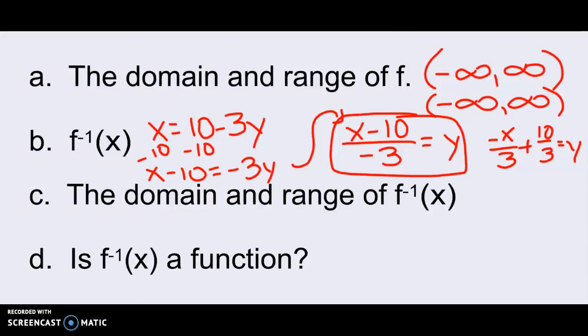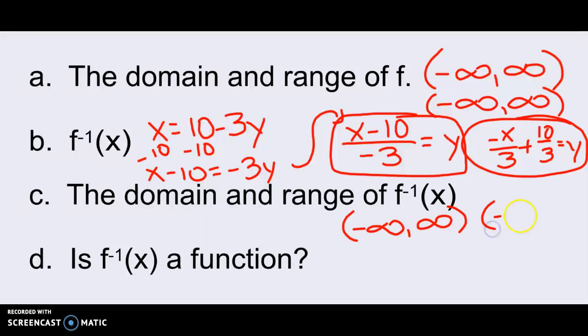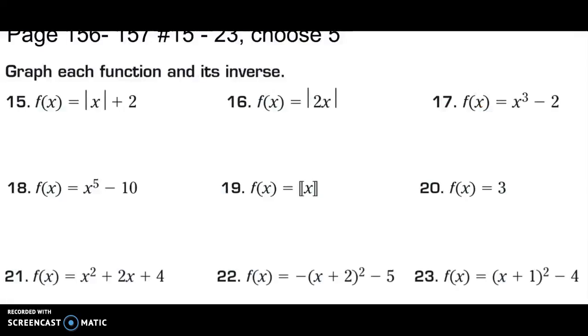All right, so the domain and range, again, will be all reals. So your domain is going to be all reals. Your range is going to be all reals. And if you graph it, if you look at the table, yes, it is a function. They are both linear equations. All right, so here's your assignment.